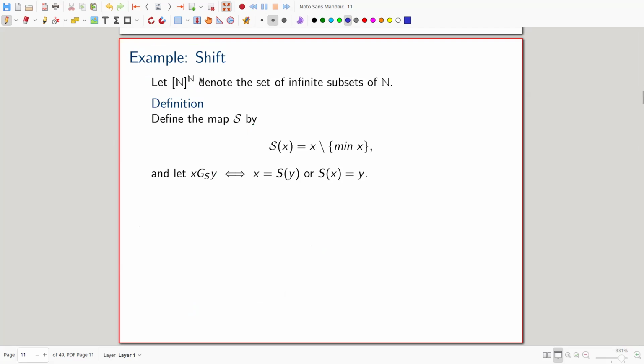Okay, and my favorite example is the following. This graph is called the shift. The graph is on the infinite subsets of the natural numbers, with the inherited topology from the product topology on N to the N. So again, this is a nice Borel space. And the shift map is defined as follows. I have an infinite set, and then I erase the minimal element of this infinite set. And then I again connect 2 points if one is the shift of the other or the other way around.